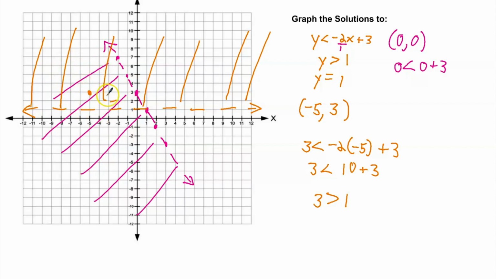Sweet. And that's it, peeps. A little bonus coverage on a second system of linear inequalities. Again, shade each linear inequality normally, like you would solve it, and look for the overlap.